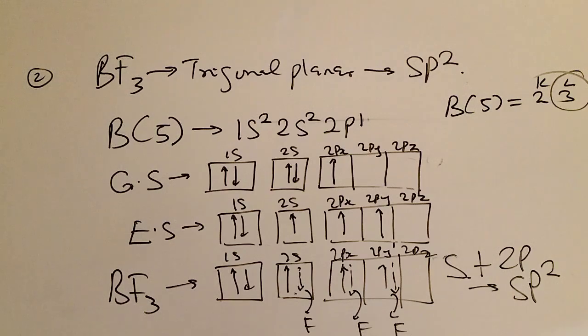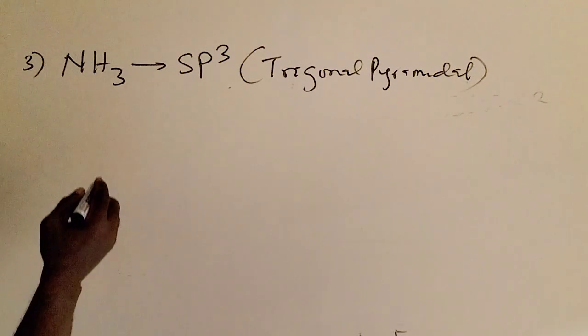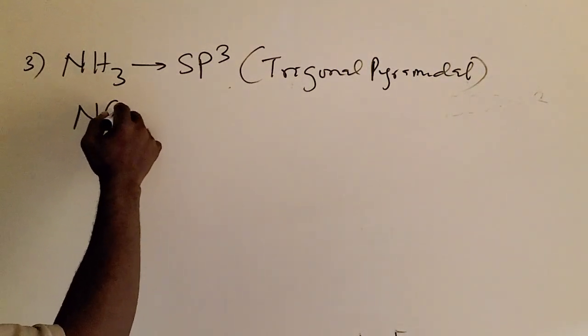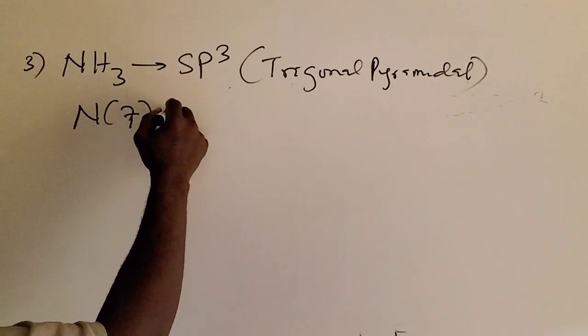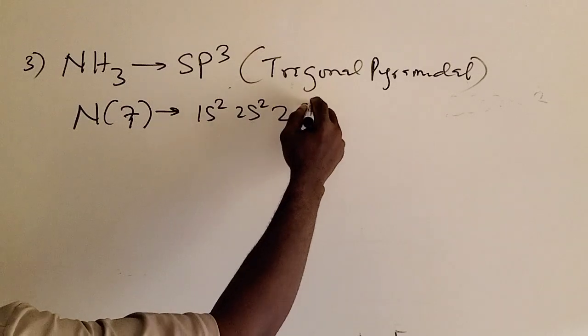Move to another example. Look at another molecule on the whiteboard, ammonia. Ammonia has a trigonal pyramidal shape. So molecules that have a trigonal pyramidal shape, like ammonia or phosphine that we discussed today, tend to have the sp3 hybridization pattern. Let's see how true it is. Look at nitrogen, 7. Write the electronic configuration: 1s2, 2s2, 2p3.